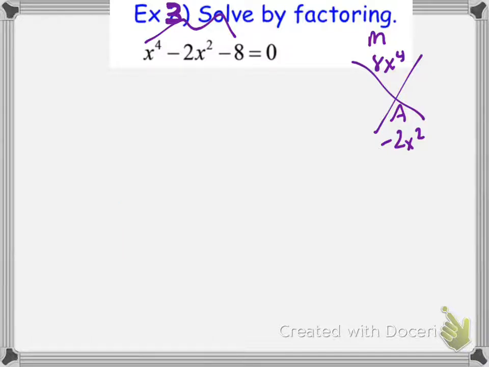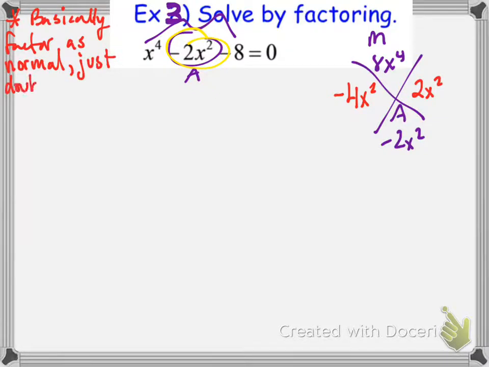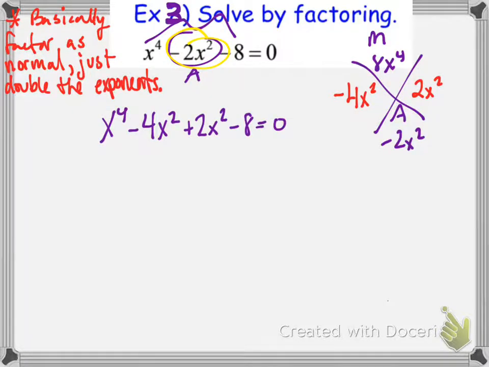So if I include those, I can see what multiplies to 8x to the fourth and adds to negative 2x squared would have to be a negative 4x squared and a 2x squared, right? If they multiply to give me that and they add to give me that. So I'm going to split this into those two terms, because negative 4x squared plus 2x squared will give me a negative 2x squared. So basically what I'm going to do is factor this as I normally would, but all the exponents are going to be doubled.